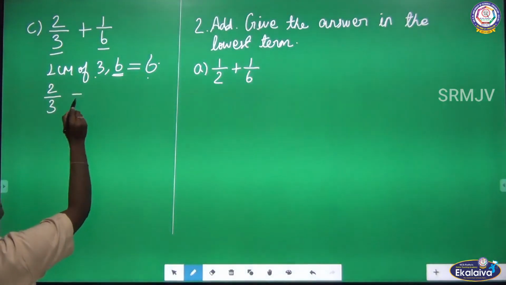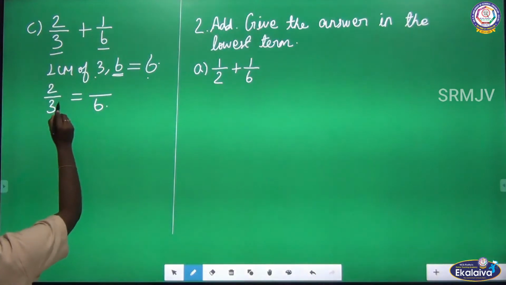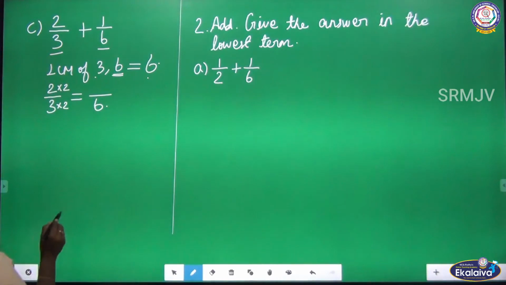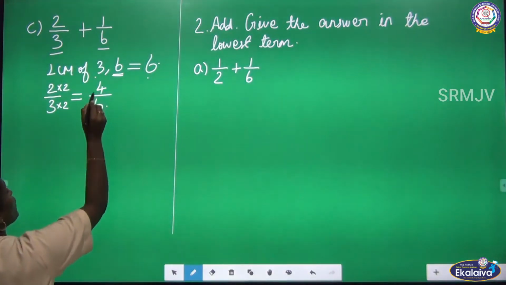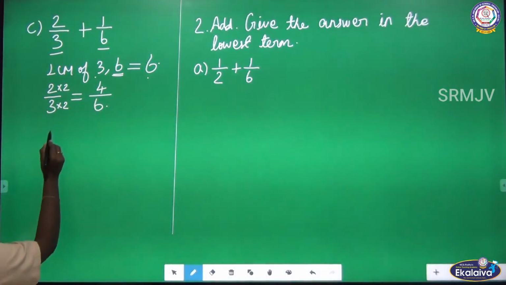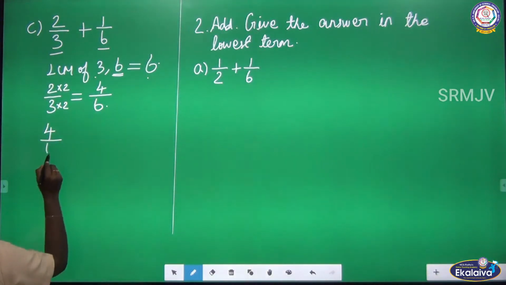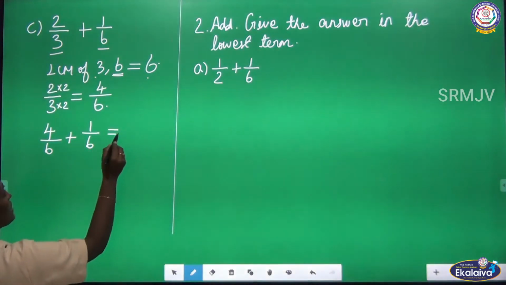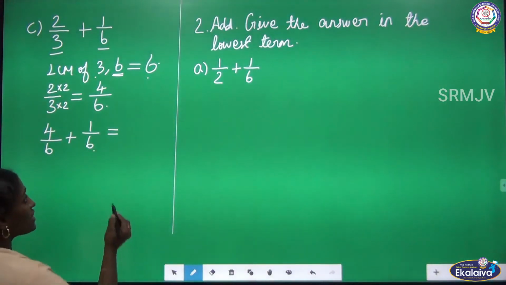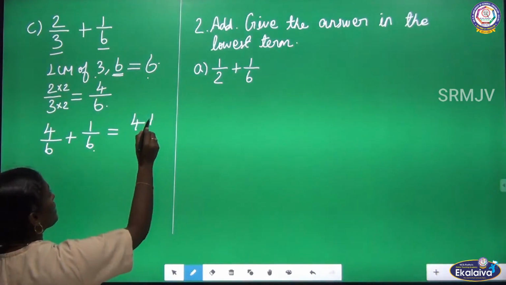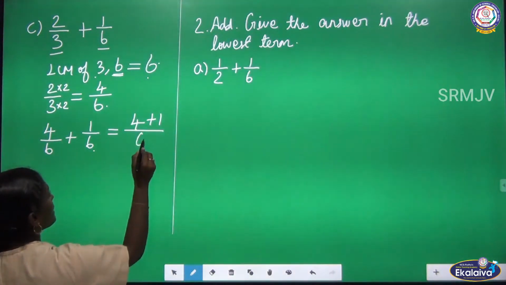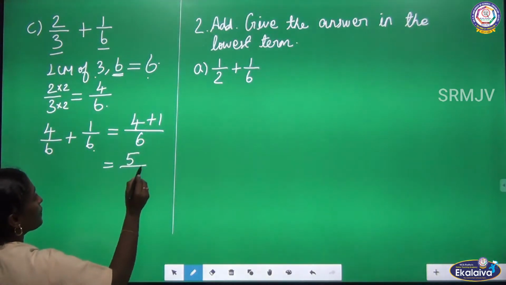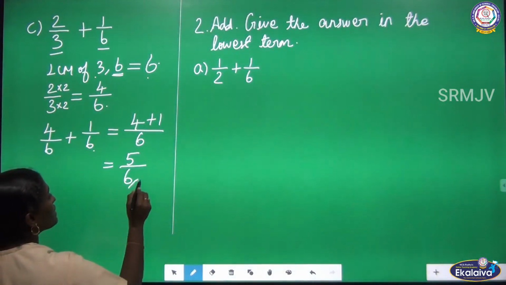2 by 3. When you will get 6 in 3 table? 3 2s are. So we have to multiply the numerator by the same number 2. 2 2s are 4. So the first fraction is 4 by 6. Now we have to add the fraction 4 by 6. Then the second fraction is 1 by 6. These two fractions are like fractions, so we have to add the numerator. 4 plus 1 by the same denominator 6. 4 plus 1, that is 5 by 6. So 5 by 6 is the answer.